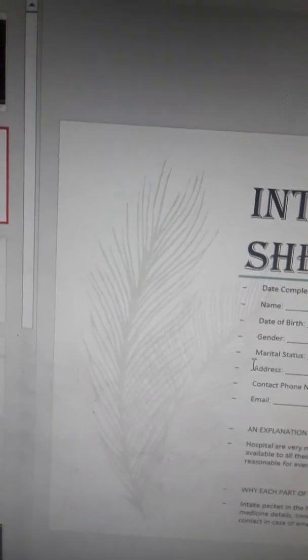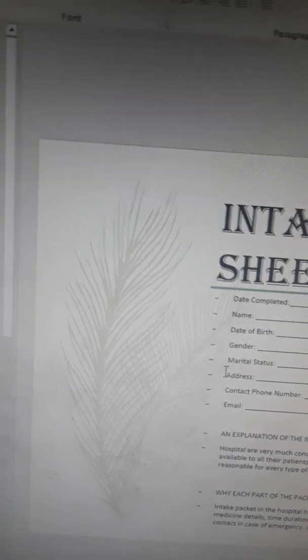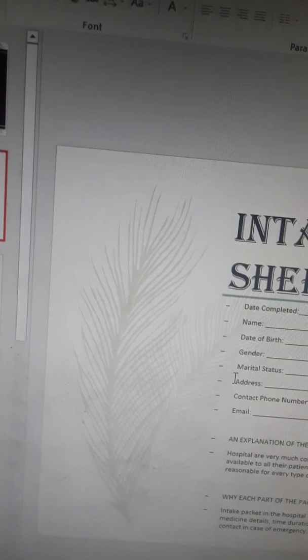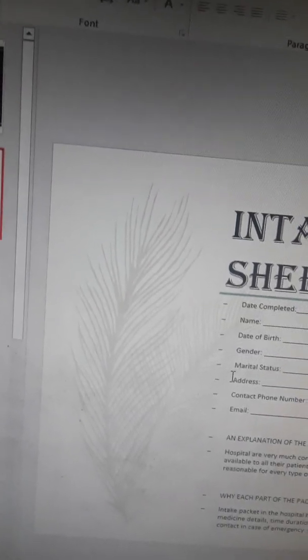Hospitals are very much concerned for the health of the patient. This is a small hospital, but it has all the medical and surgical facilities built. So what I included is what you, as a patient, can benefit from the hospital. On the other side of the first slide, I wrote why each part of the packet is included. The intake packet in the hospital helps to gather information in detail about the patient's health and well-being.